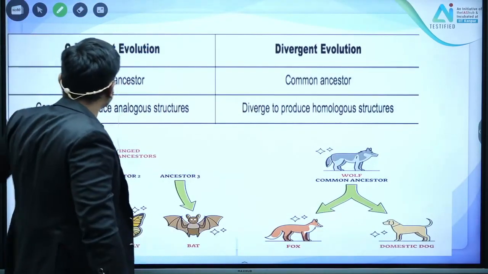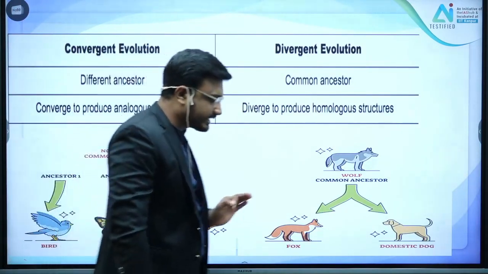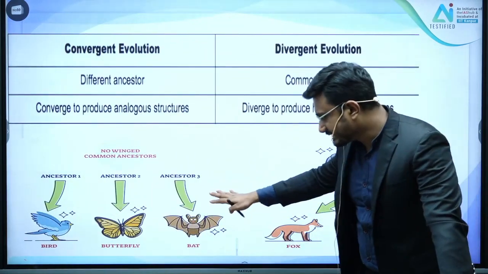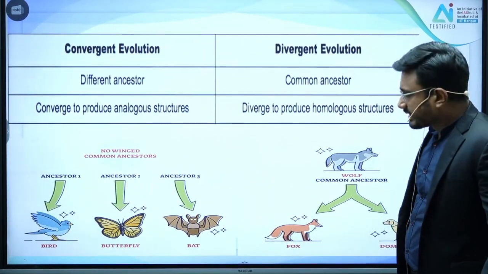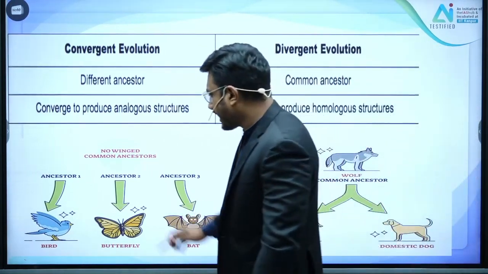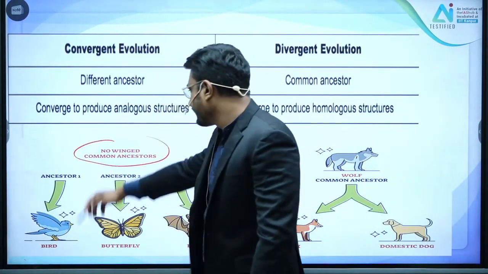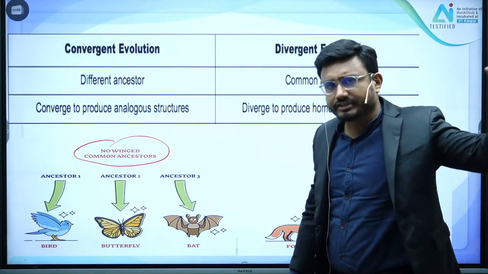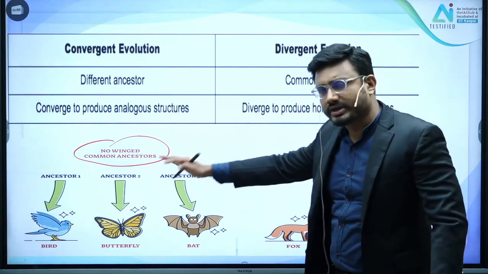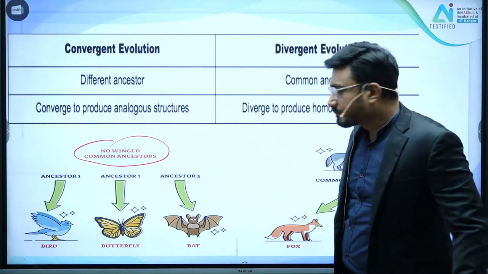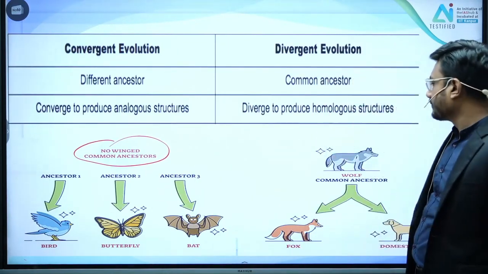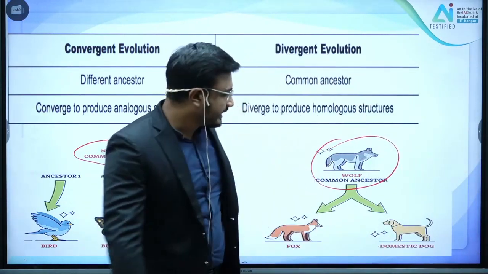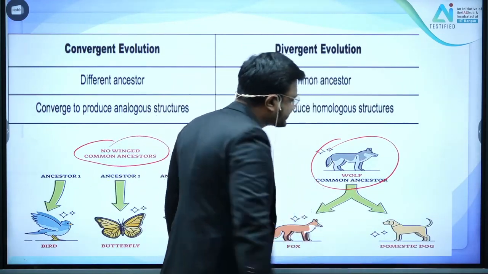The difference between convergent evolution and divergent evolution is very important from this chapter. Here we can see these two diagrams. We can see the butterfly, bat and bird. They have no winged common ancestor. All these three have their own individual ancestors, but they don't have a common ancestor. But in the case of divergent evolution, we can see that the fox and the dog have a common ancestor, that is the wolf.